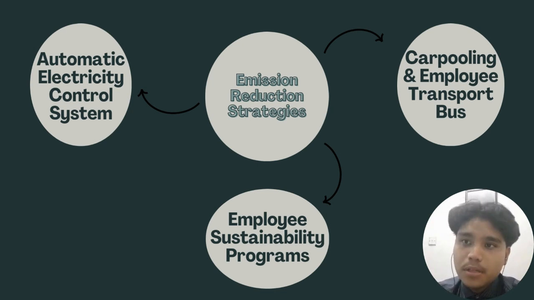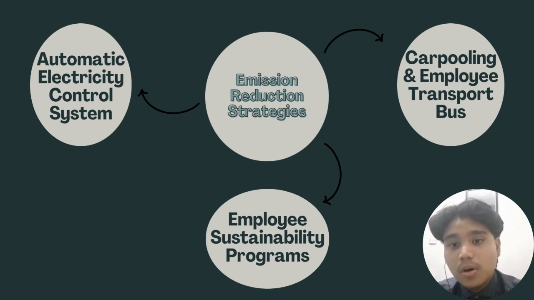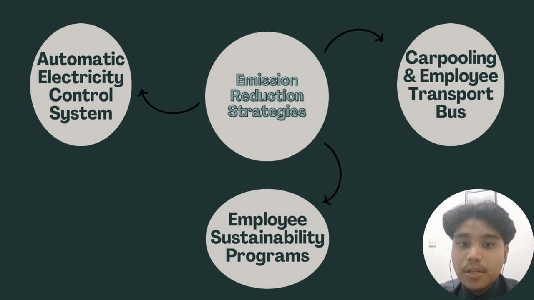Firstly, we can use the automatic electricity control system or LED lighting. For example, in the toilet, if it is at night where people are not usually using the toilet, the automatic control system will automatically turn off the lights, which can reduce electricity usage.